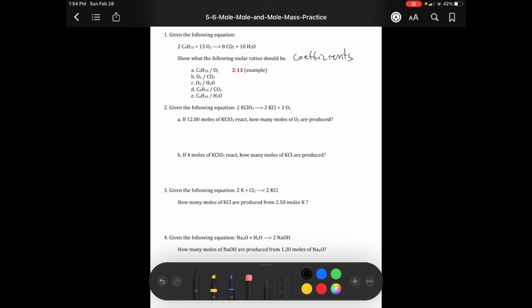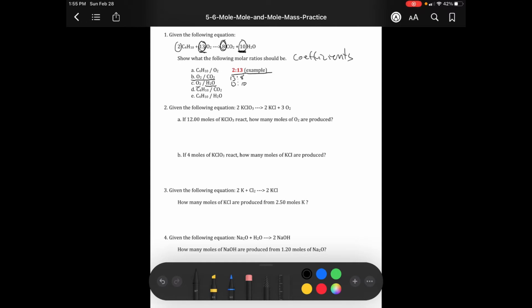Okay? So what that means is that we're looking at these numbers in front of each atom or molecule. And then we're just writing a coefficient that looks like this. So for example, O2 as compared to CO2 is going to be 13 to 8. See, 13 O2, 8 CO2. All we're doing is pulling out these molar ratios. So O2 as compared to H2O, we have H2O here, we have O2. We've already discussed that O2 was 13, so that's going to be 13 to 10.